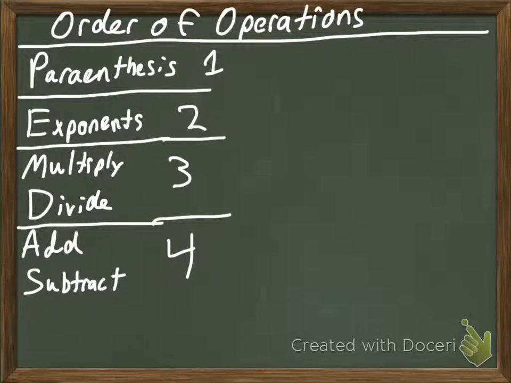First is parentheses, so you take care of anything in parentheses first. Next is exponents, so after you get done with parentheses, you work on the exponents. Third is multiply or divide. It does not matter which one you do first, it's whichever one comes first in the equation or the expression.